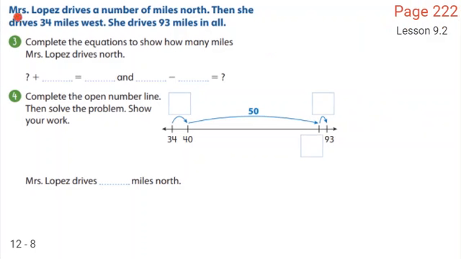Page 222. Mrs. Lopez drives a number of miles north. Then she drives 34 miles west. She drives 93 miles in all. Complete the equation to show how many miles Mrs. Lopez drives north. Number 4. Complete the open number line and solve the problem to show your work. Okay, this is going to give you some information here on how you do the open number line.